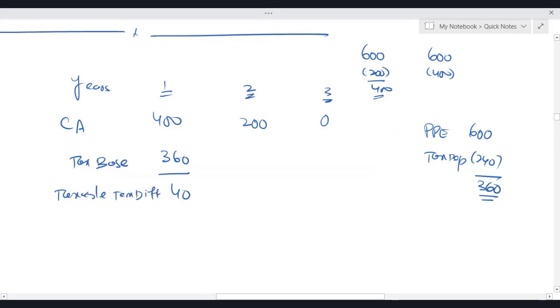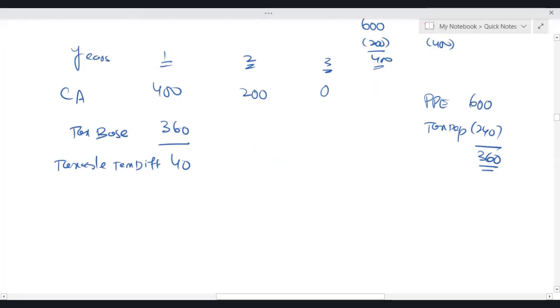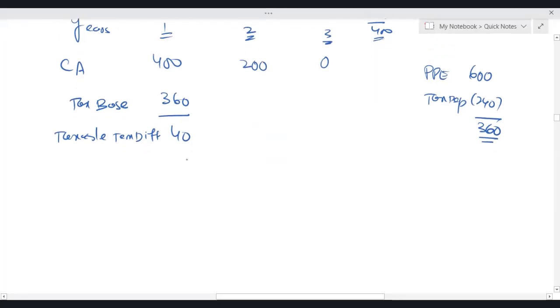We know that taxable temporary difference multiplied by tax rate gives us the deferred tax liability. Tax rate is 30%. So deferred tax liability is 12. So simply in the first year, deferred tax liability is 12.